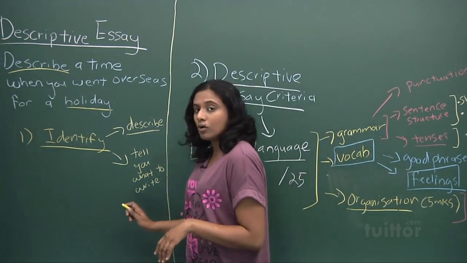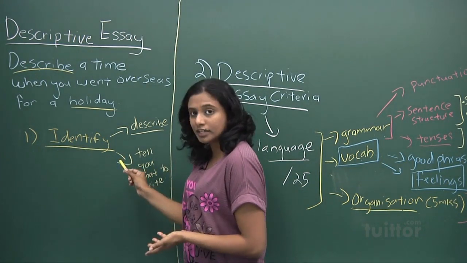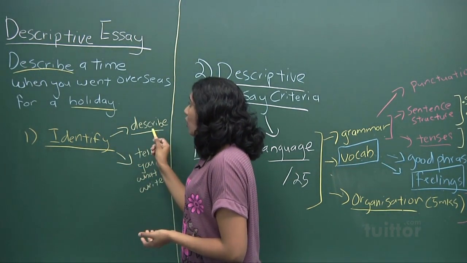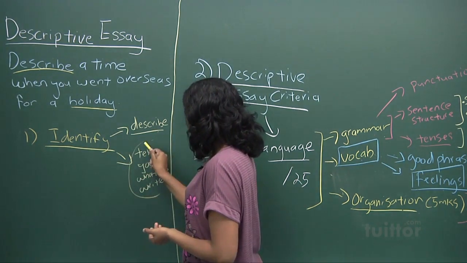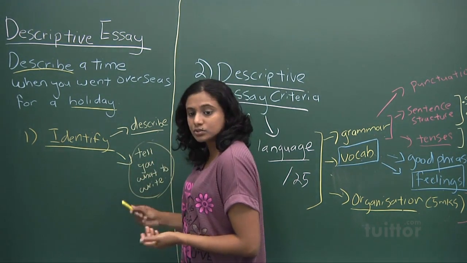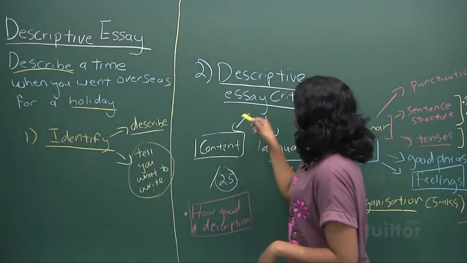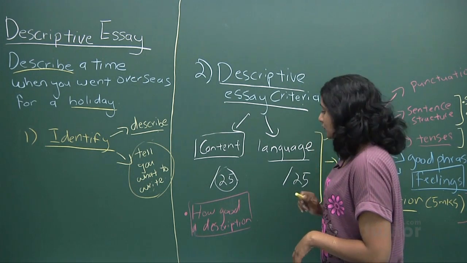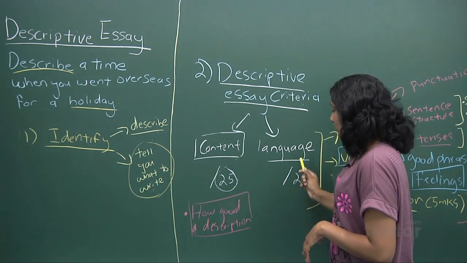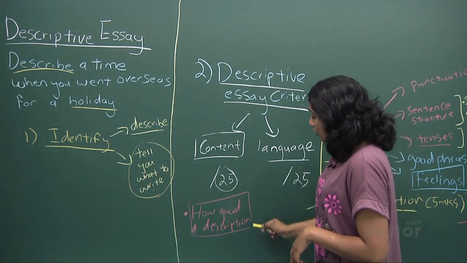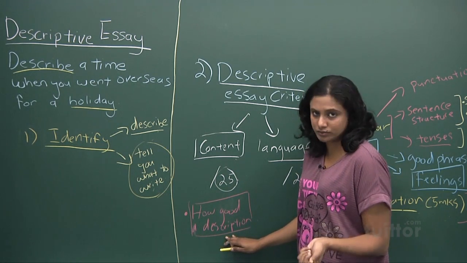Okay, over here we have, remember how I taught you how to identify a descriptive essay? It's easy. All you need is the word describe in it. Then the next thing you have to know is, they will always tell you what to write. So it solves your problem. You don't have to think. The next part is, what is the criteria for a descriptive essay? Remember, there are two components: your content and your language. For content, they will only base it on the description, how well you have described.